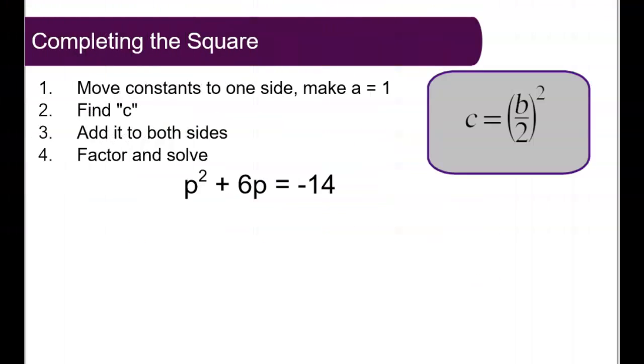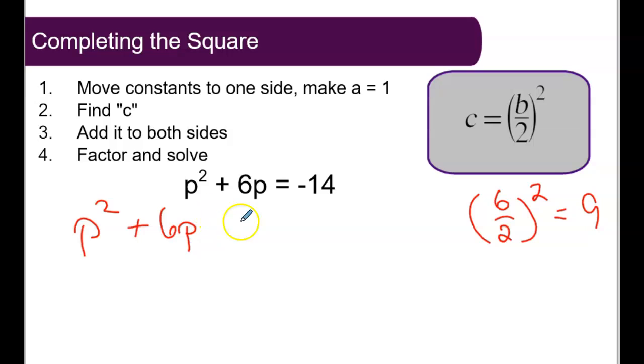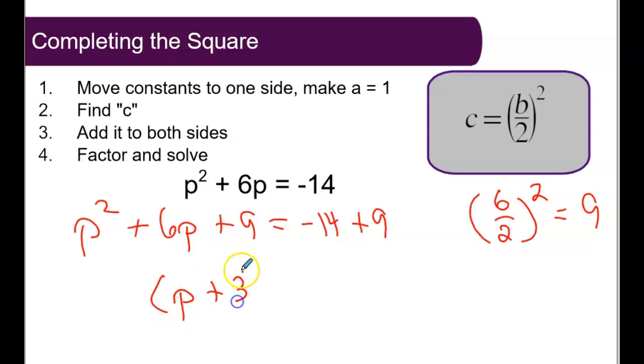All right, last one here. My constant is already all up by itself on one side of the equal sign, so now I just need to find out what C is. My B is 6. 6 over 2 is 3. 3 squared, that gives me 9. So I've got P squared plus 6P plus 9 is equal to negative 14 plus 9. If I factor P squared plus 6P plus 9, I get P plus 3, that quantity squared. This will be equal to negative 5.